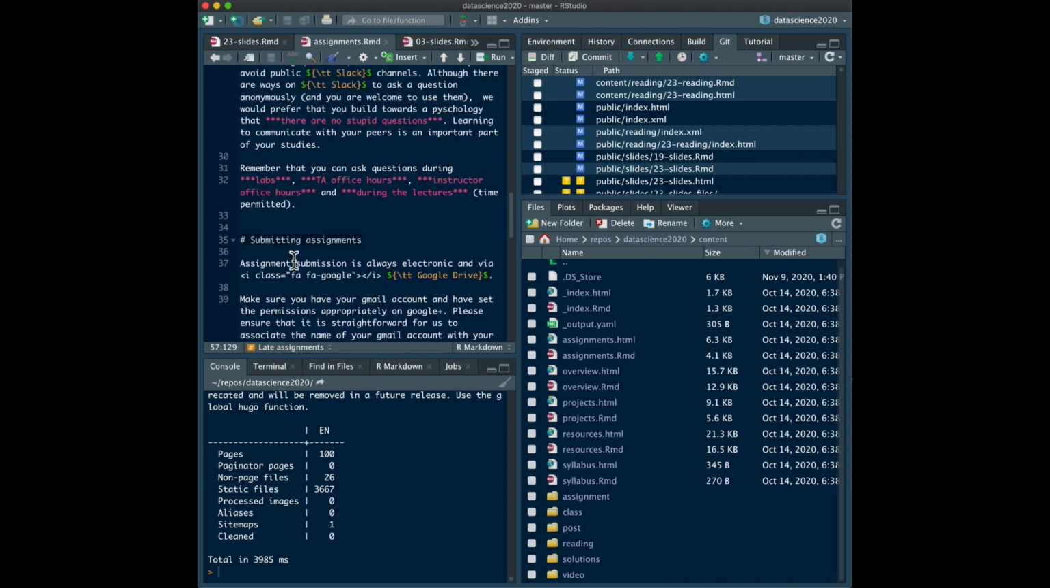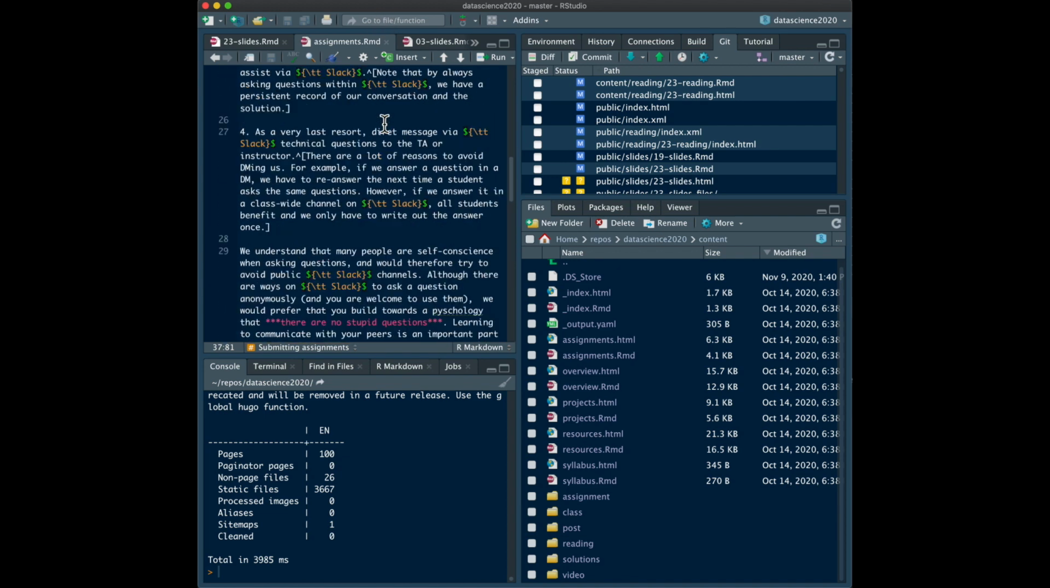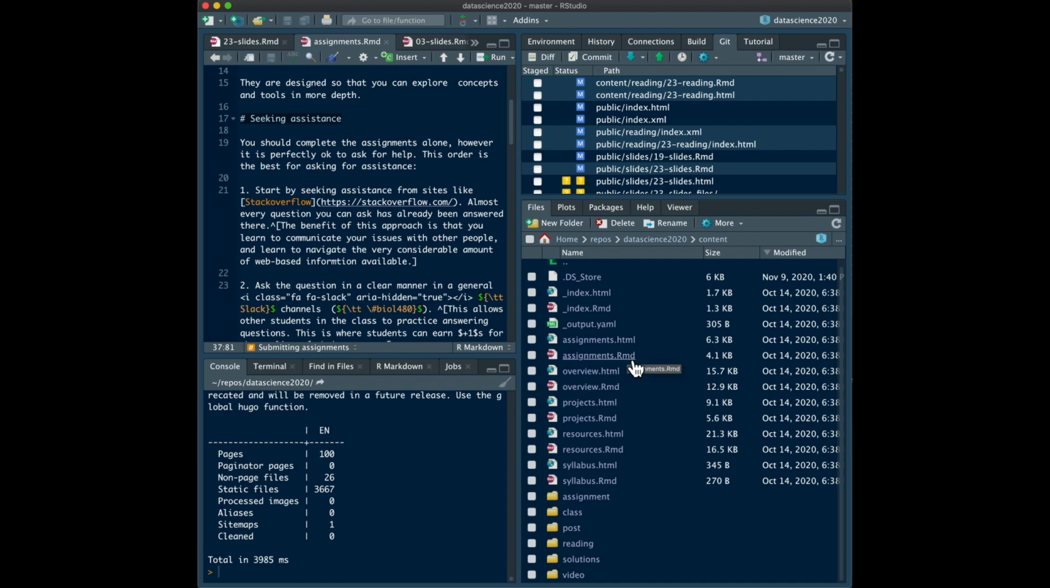That was all specified by this special language in here that allowed me to ask for typewriter text. This little code here is putting a Google symbol beside Google Drive, etc. So that's just the assignments RMD. That's how I made that one page.